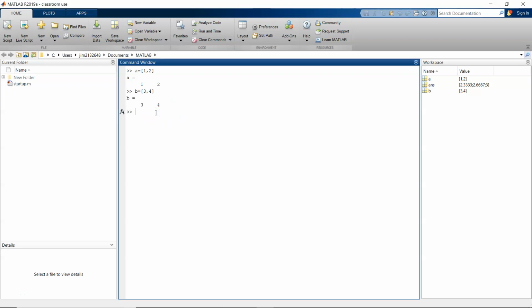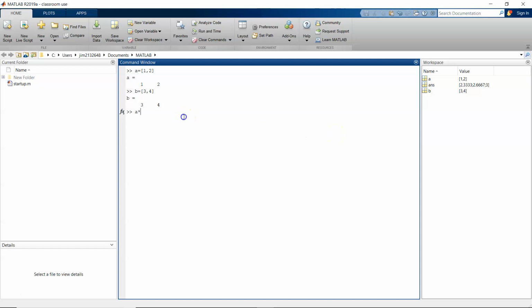Okay, let's talk about multiplying vectors. Vectors are just either one row or one column matrices. And I'm going to try A times B. A is just a row vector with the elements 1 and 2. B is a row vector, elements 3 and 4.